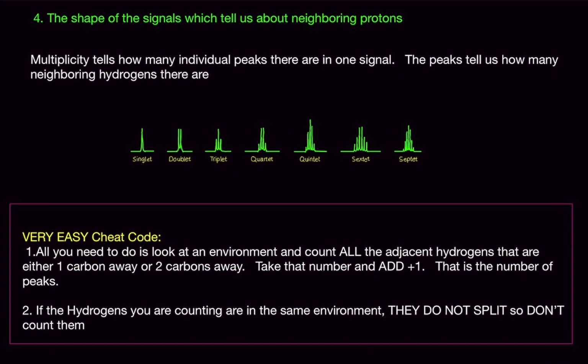There's a very easy cheat code to do this. All you need to do is look at an environment and count all the adjacent protons that are either 1 carbon away or 2 carbons away. Take that number and add 1. That is the number of peaks. If the hydrogens you are counting are in the same environment, they do not split, so you do not count them.